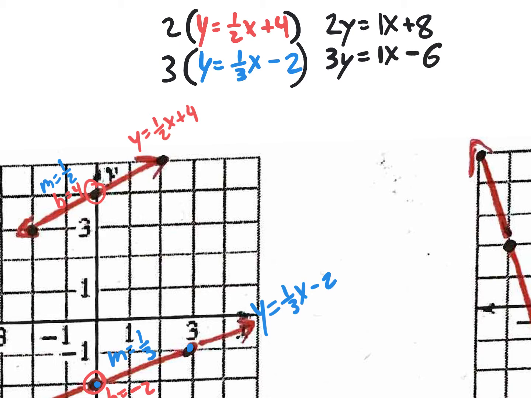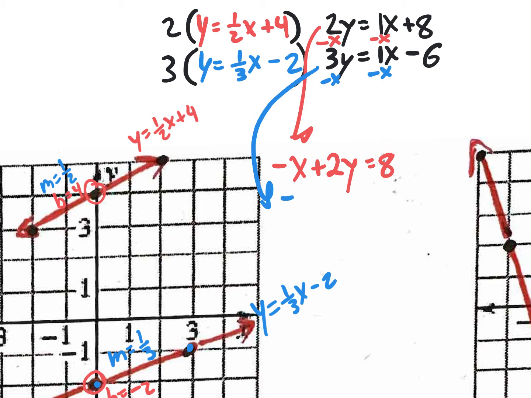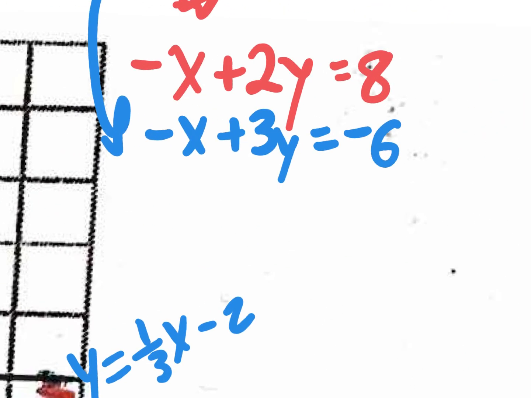Is everybody with me? Okay, now we're going to move the x's to the left side on both of these equations. So on the top one, I'm going to subtract x on both sides. My top equation, I'm going to write down here in red: negative x plus 2y equals 8. And the other one, I'm going to subtract x, and I'm going to rewrite it down here in blue: negative x plus 3y equals negative 6. And now this does look like a system that we could work with.